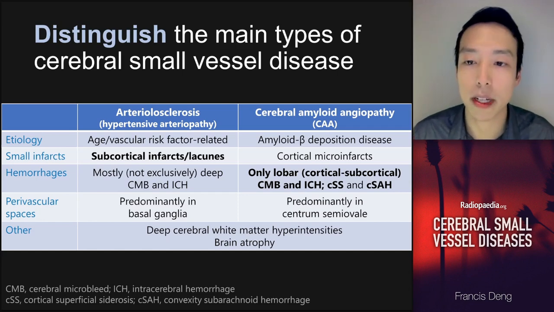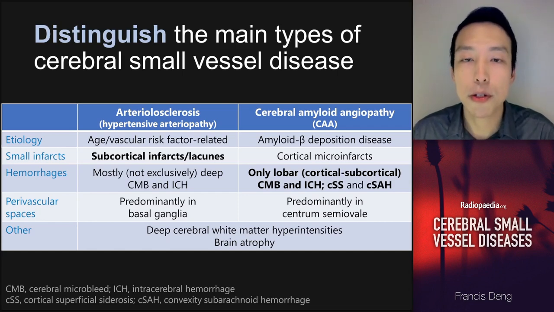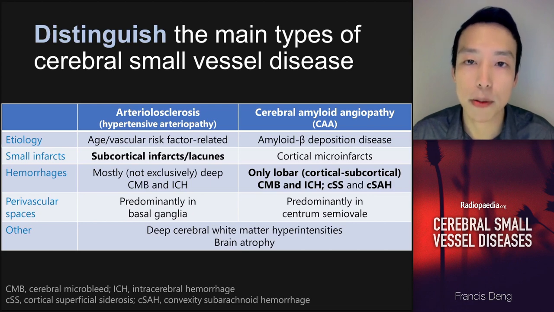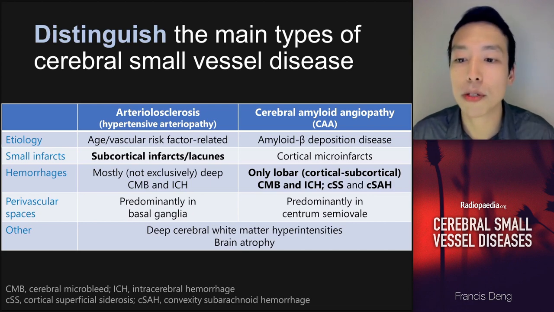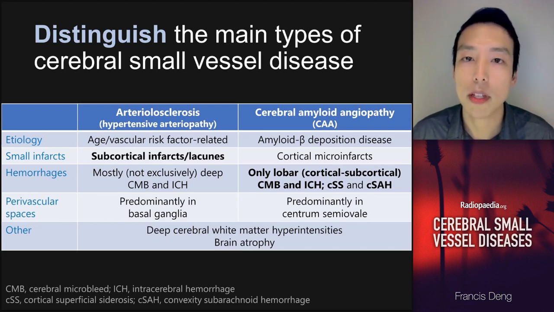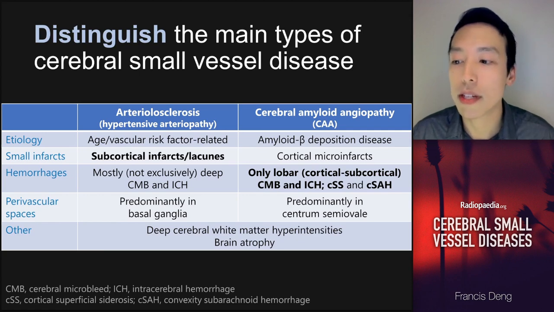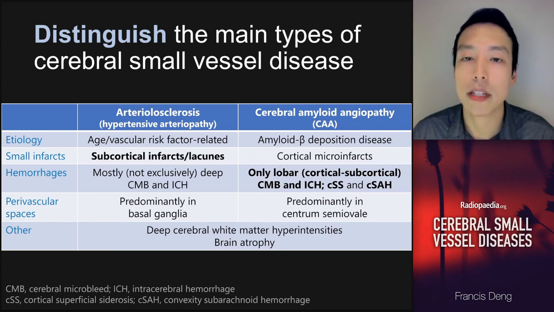Now, with the markers out of the way, let's talk about the types of cerebral small vessel disease. I told you the two main types of sporadic cerebral small vessel disease are arteriolosclerosis and CAA. So type 1, also known as hypertensive arteriopathy, is most commonly related to arterial hypertension and traditional vascular risk factors such as smoking, diabetes, and advanced age. Not everyone is hypertensive, but most people are.